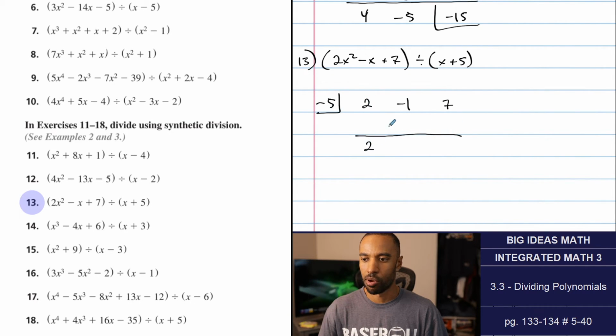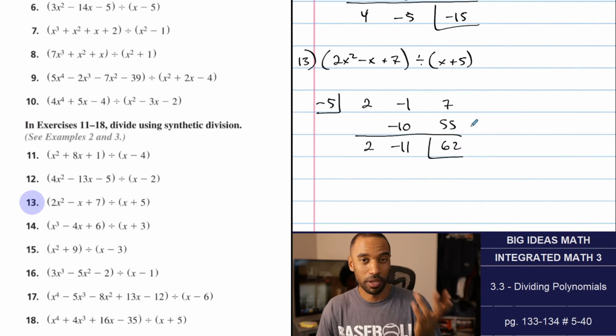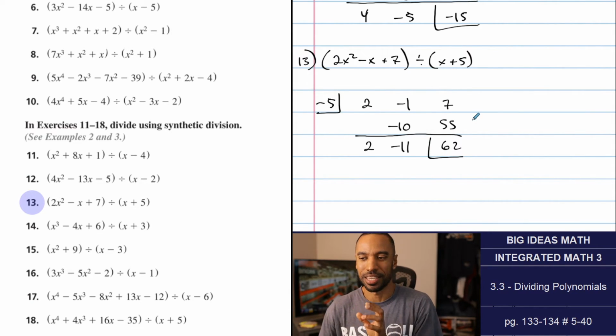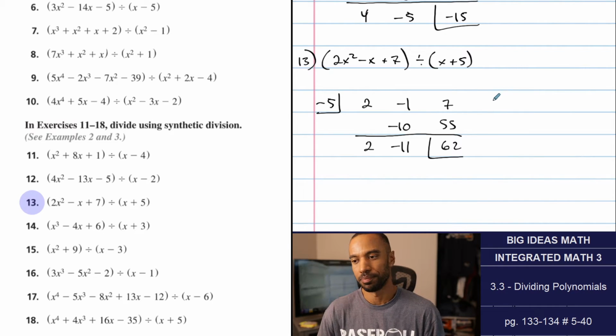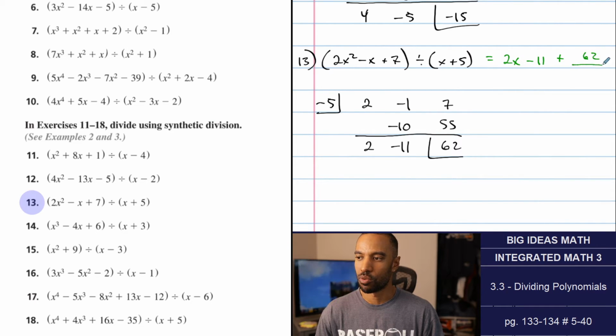Bring it down, multiply, add, multiply, add. Again, whenever the remainders are so big, I'm like, ugh, that feels icky when they're such big numbers, but they are what they are. Anyway, the result is 2x minus 11 plus 62 over x plus 5.